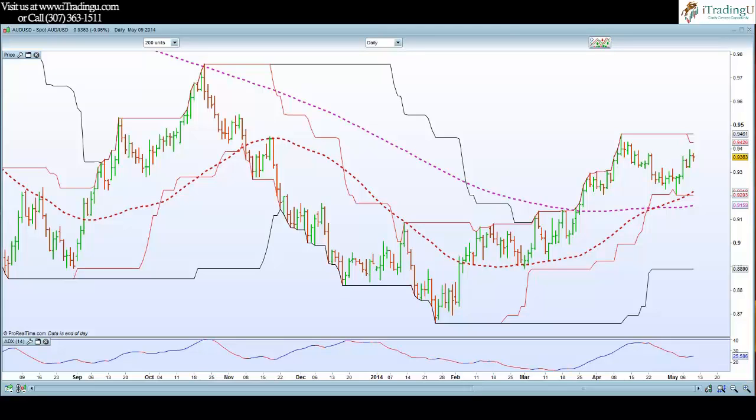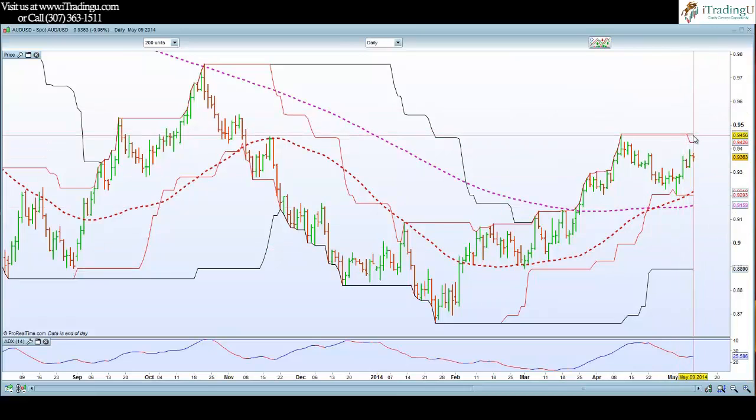We have here Australian dollar. What we're going to do is go through the charts for the week. We're going to look for all trade entry setups that we like. I have about 15 charts to go through, so let's start with the currencies. And as I said, here we have the Australian dollar.